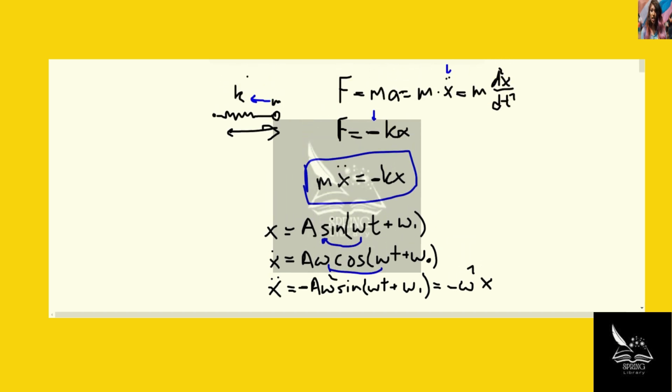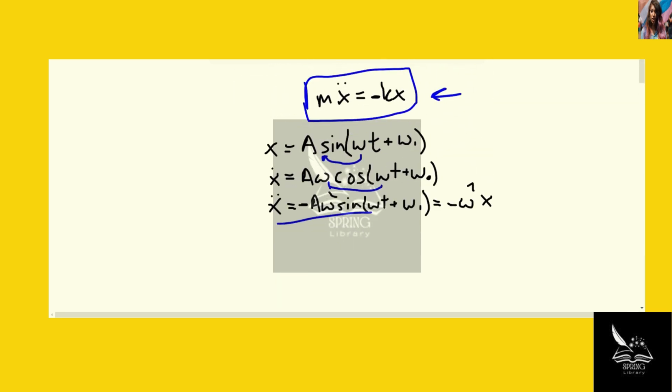And we can actually see now, if we compare this equation with the result we just got here, we write them next to each other. We had minus kx, and here we have minus omega squared x. Okay, and now we can see that k is equal to omega squared.